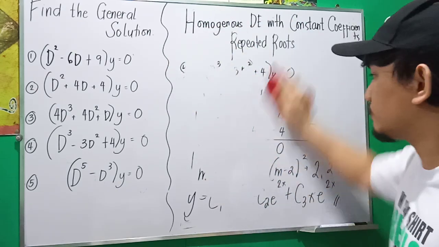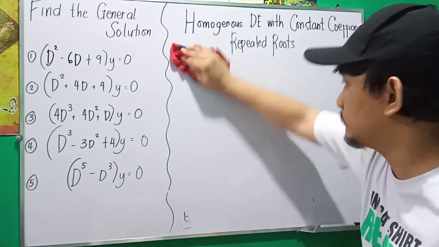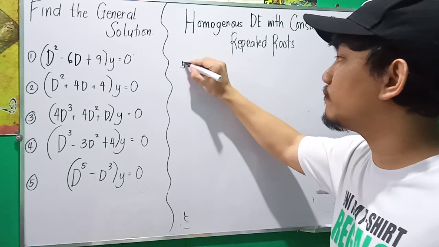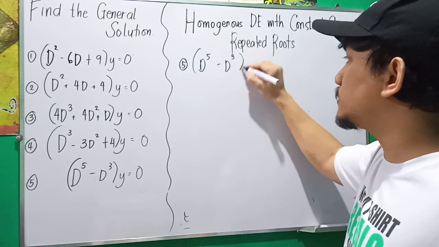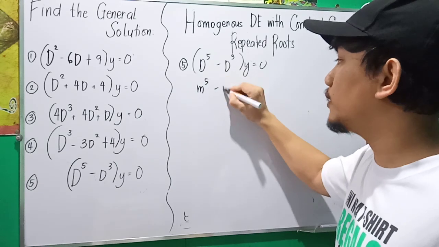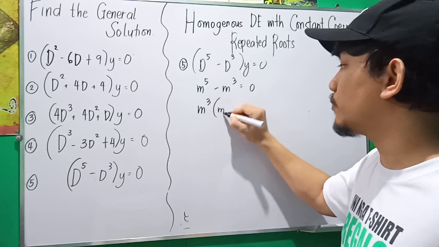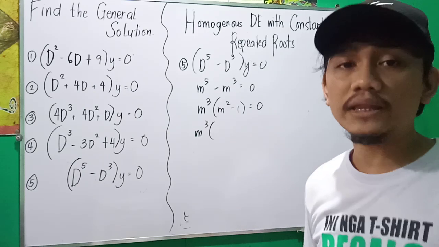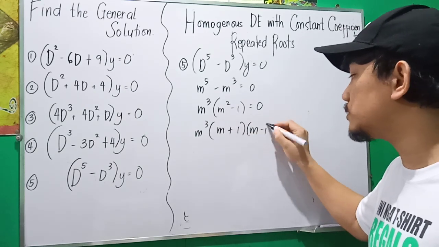Number 5. Okay, for number 5, ito yung given. D to the 5th minus D cubed y is equal to 0. Auxiliary equation agad. M to the 5th minus m cubed is equal to 0. Factor out m cubed. M squared minus 1. I-factor natin yung m squared minus 1. Difference of 2 squares. M plus 1, m minus 1 is equal to 0.